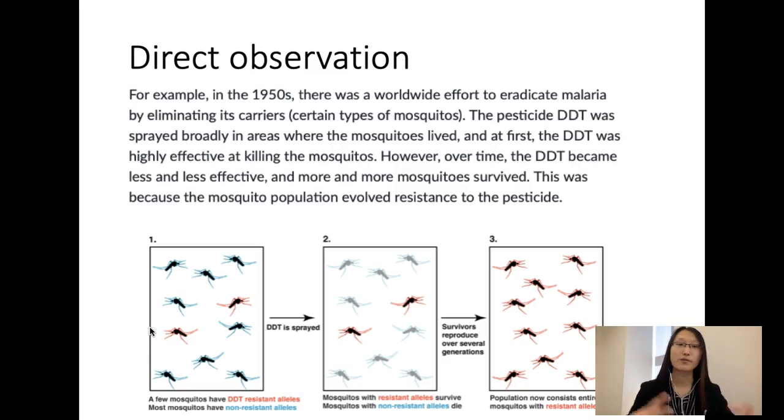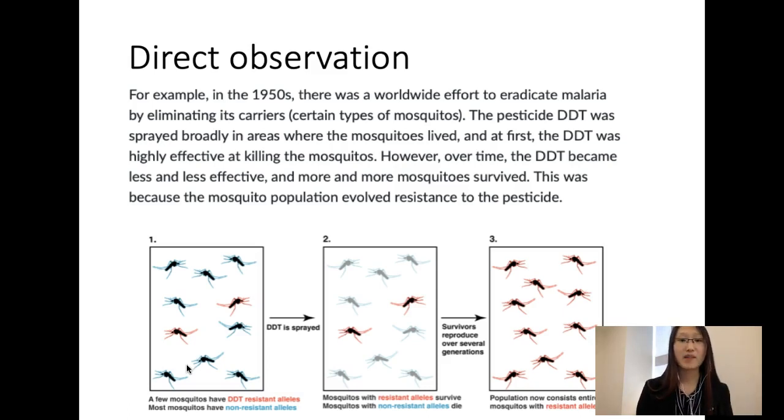So as an example right here, direct observation means we can actually detect evolution happening right now. This is an example that happened in the 50s where there was a lot of use of pesticides, and what we saw was that at the beginning there were some mosquitoes that were resistant to pesticides, meaning that they cannot be killed by the pesticides. So when we sprayed pesticides onto these mosquitoes, a few of those mosquitoes survived because they have genes that allow them to be resistant to the pesticides. So the result is we killed all of the mosquitoes that are not resistant to the pesticides, which seemed like a good thing at the beginning.